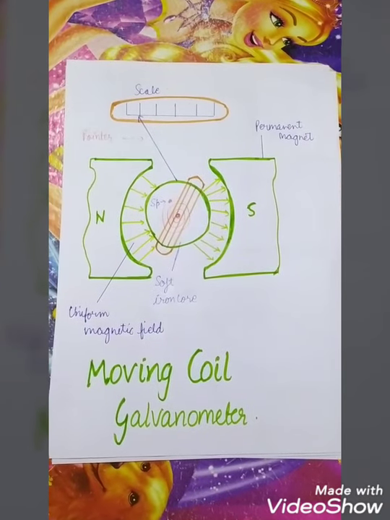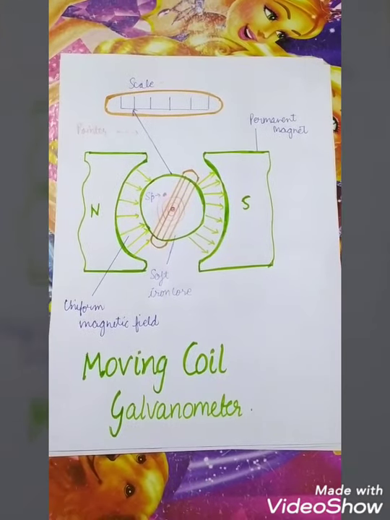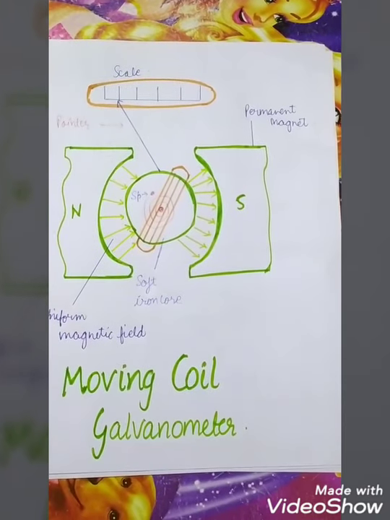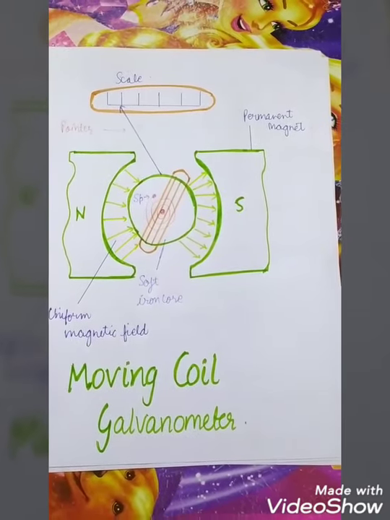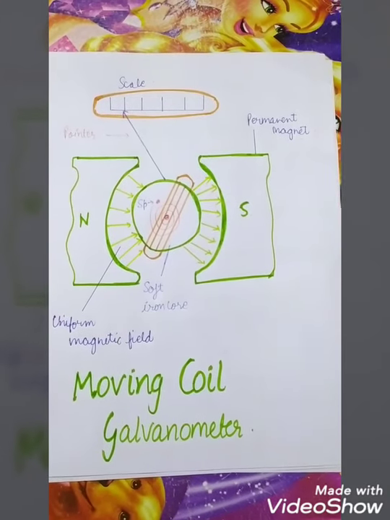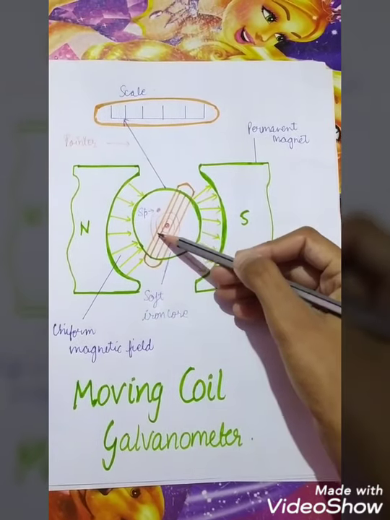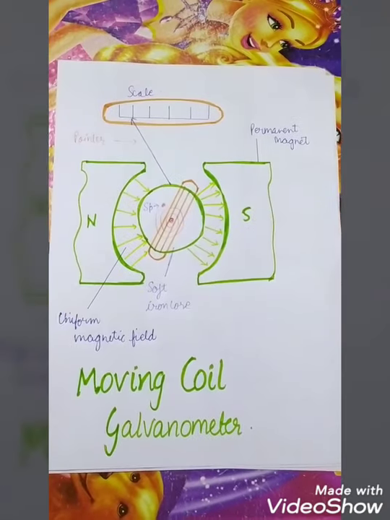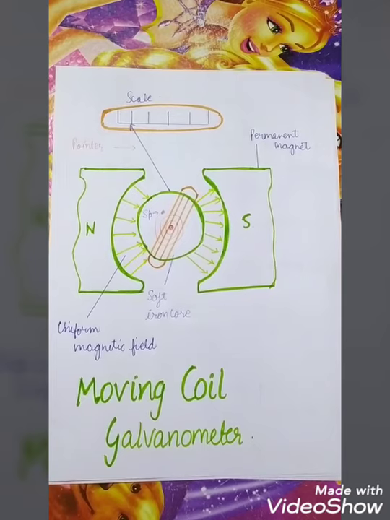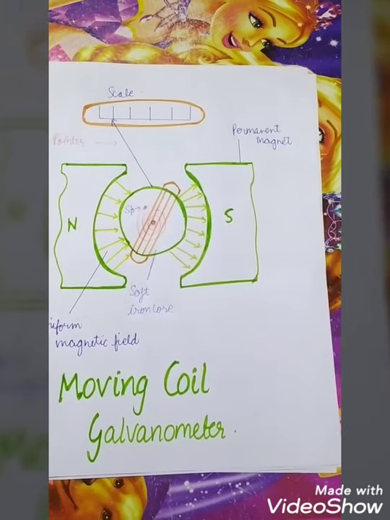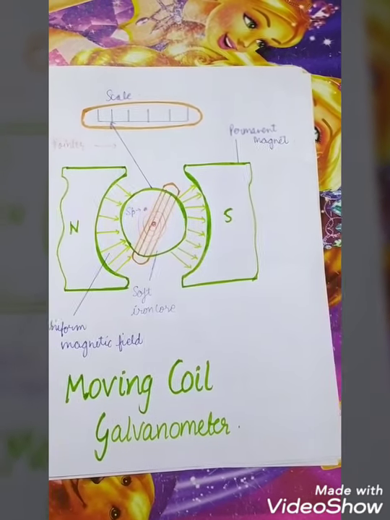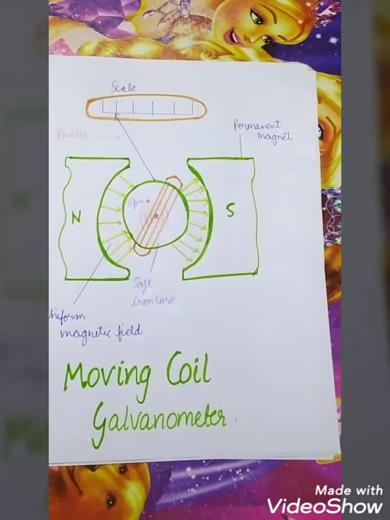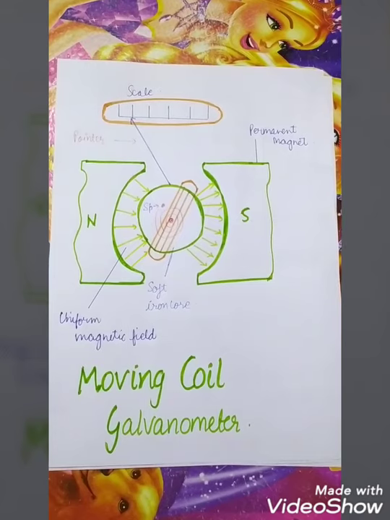This is how the device looks. Let me discuss how it is constructed. First of all, the device consists of a coil with many turns, as we can see in the figure. Due to the large number of turns, the coil is free to rotate about a fixed axis.